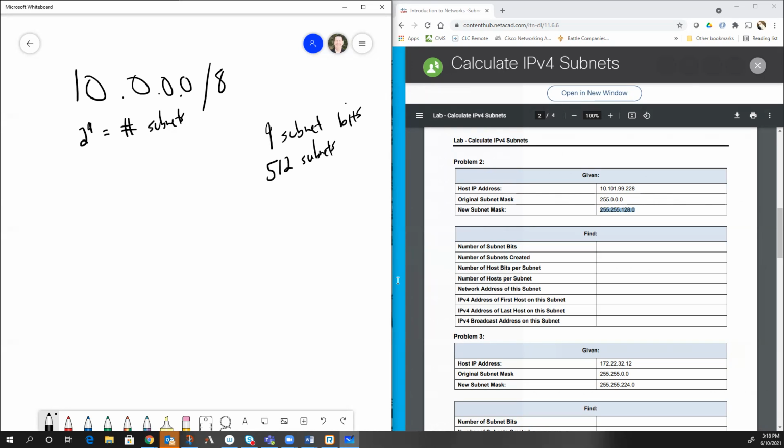And it says number of hosts per subnet. Well, that one you have to look in here and say, okay, we've got 8 plus 7, so we got 15 host bits. So we got a lot of host bits left. 2 to the 15th minus 2. I'm not going to do the math on that, but 2 to the 15th minus 2 equals your number of hosts per subnet. And then we've got to find our variables.